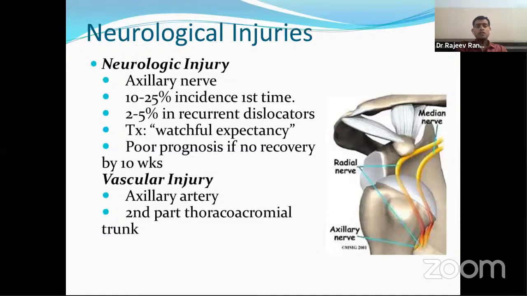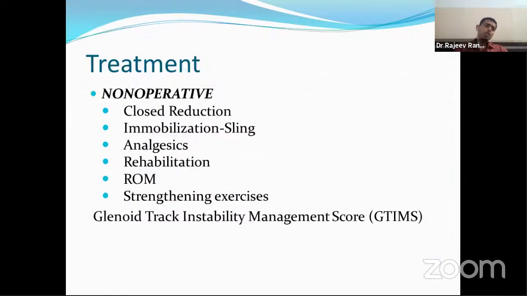The commonest neurological injury is to the axillary nerve, and the incidence is 10 to 25% in the first-time dislocation, but in recurrent dislocation it's only 2 to 5%, and treatment is just watchful expectancy. But if it doesn't recover by 10 weeks, chances of recovery are poor. Vascular injury is very rare, but if it is present, it's of the axillary artery or the second part of the thoracoacromial trunk. Treatment. The non-operative treatment includes closed reduction and immobilization in a sling in internal rotation position, analgesics, and gradual rehabilitation with range of movement exercises.